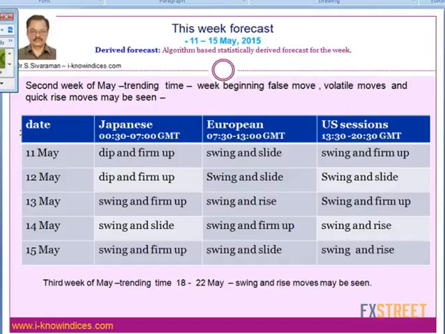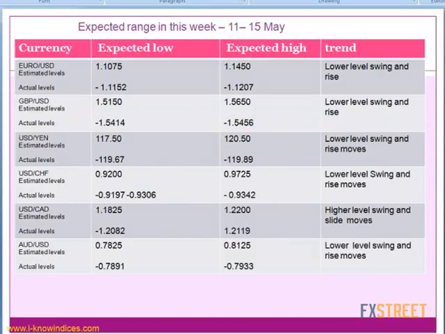This is the expected market moves for this week. And the levels in which the currencies are expected to make swings during this week. You can understand.